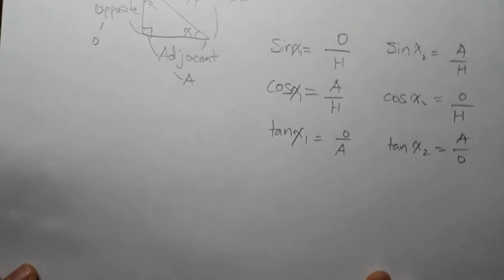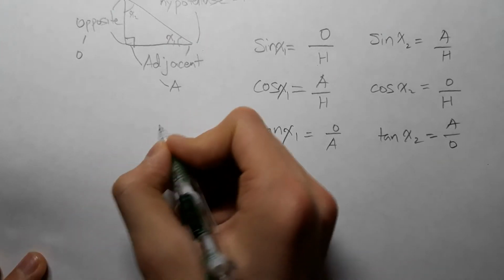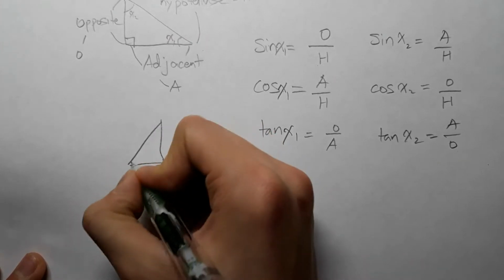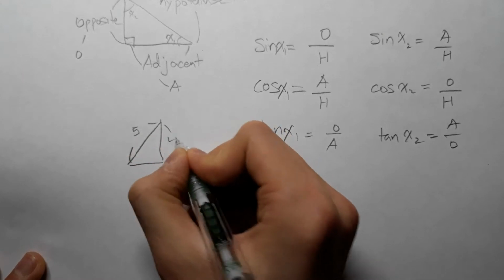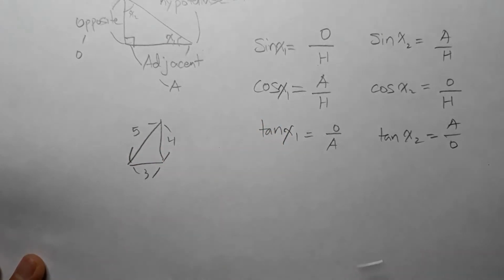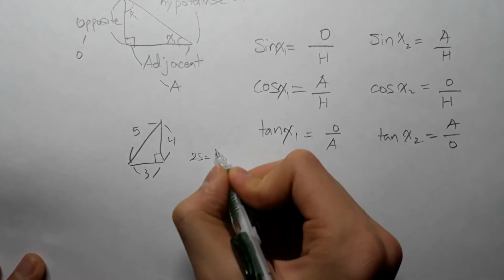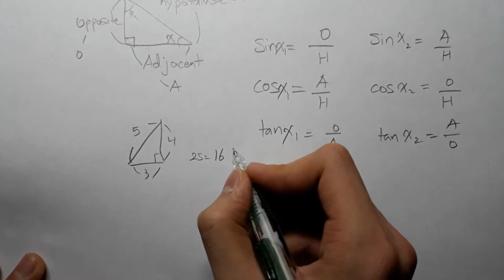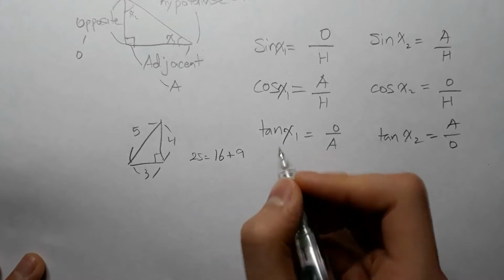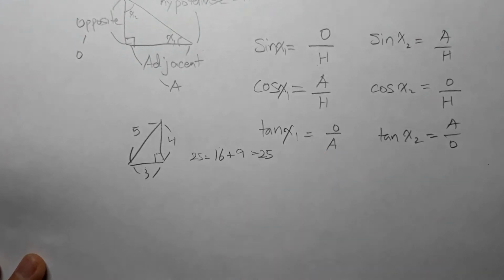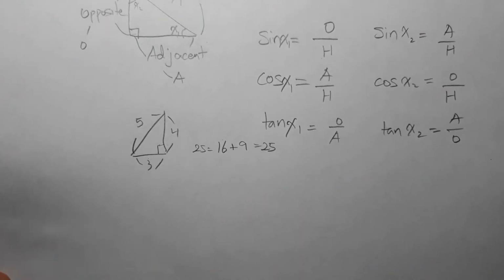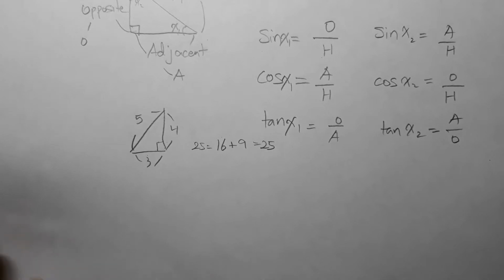So let's just have an example down here. Let's say this is 5, 4, 3. This works because 5 squared is 25, 4 squared is 16, 3 squared is 9, and 16 plus 9 is 25. This is a right triangle. Pythagoras theorem.